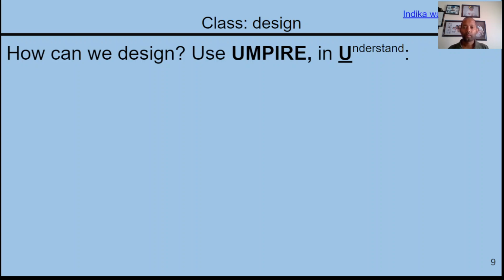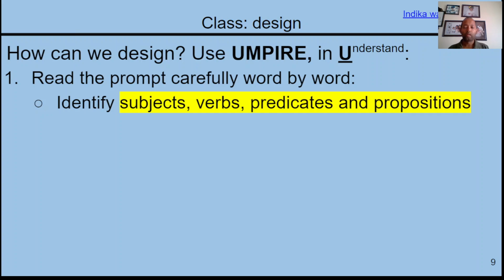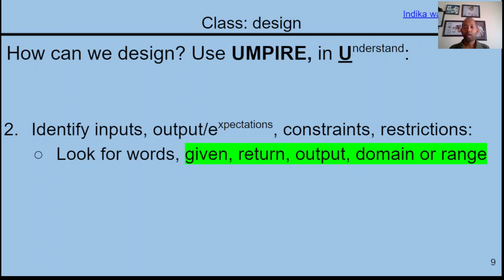Of course, you'll have to read the prompt very carefully, word by word, and identify the subjects, verbs, predicates, and propositions. You have to identify what the inputs and outputs being asked are, so the expectations, and if there is any constraint or restriction, you need to identify them as well.